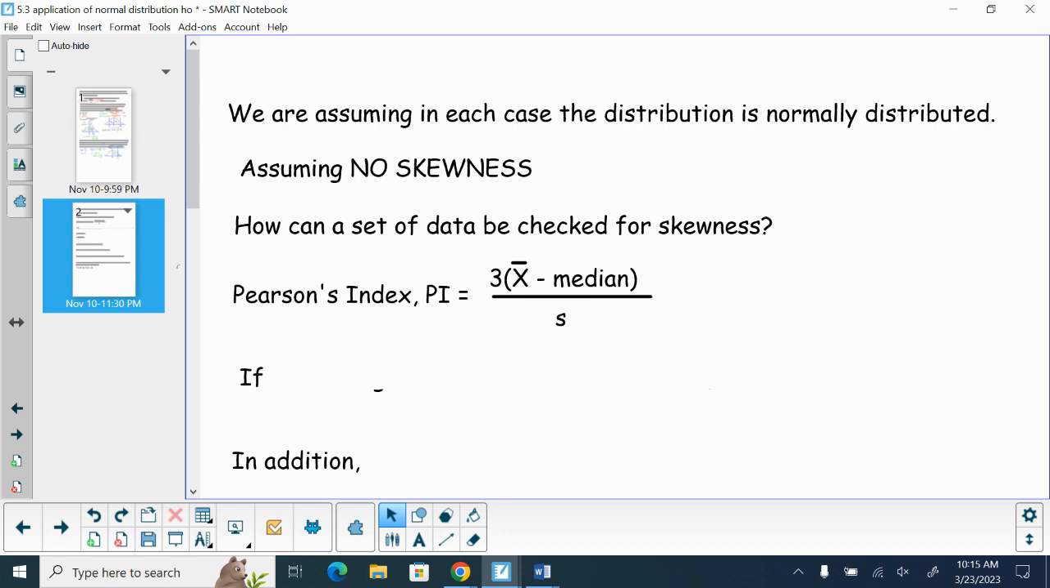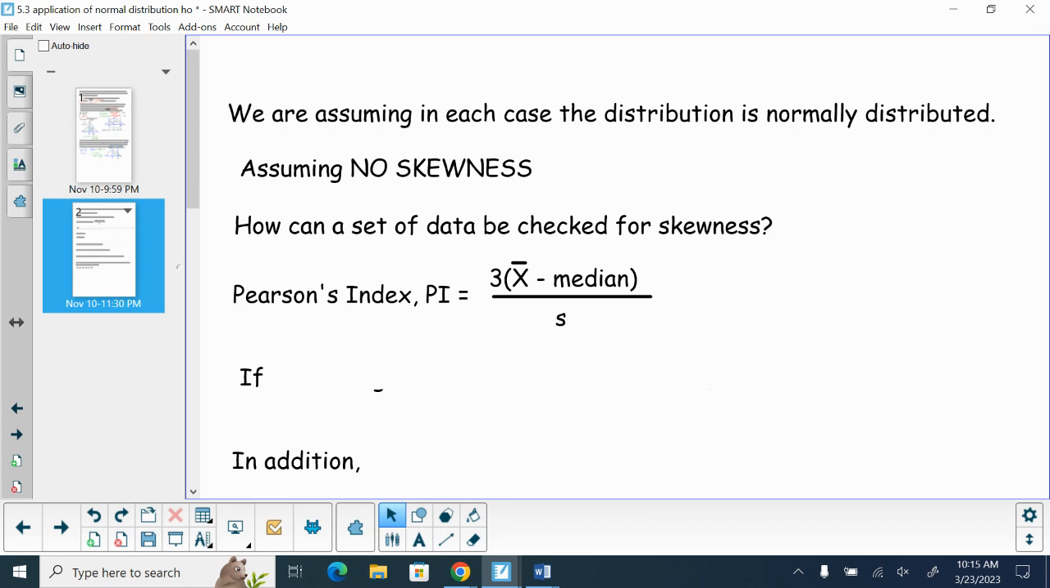Question is, how do we check for skewness? If we have a set of data, how do we check to see if it's skewed? Other than the eye test, where you go, okay, yeah, Bill Gates is going to skew the average salaries here in our local school district. That's the eye test. But how can you mathematically prove that it does?